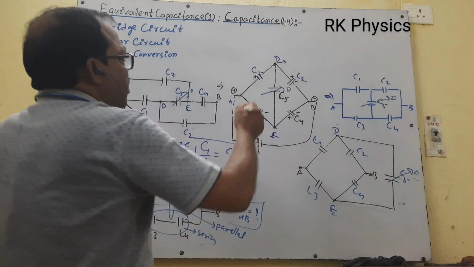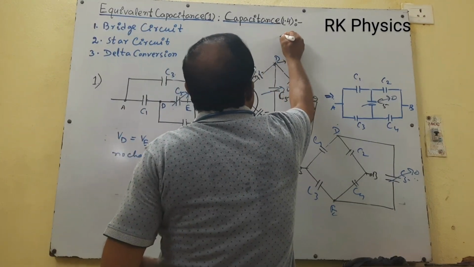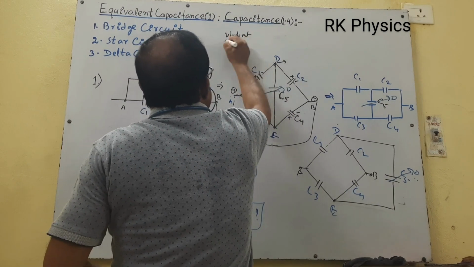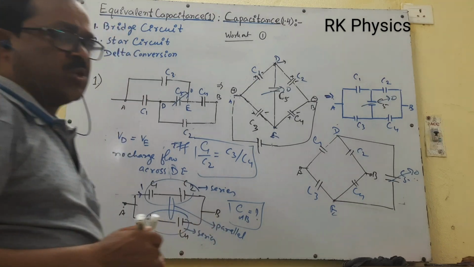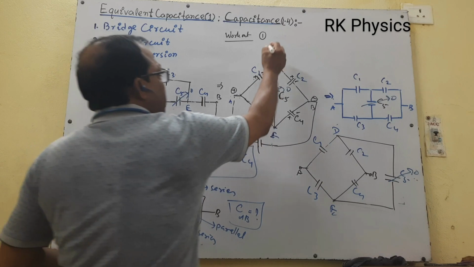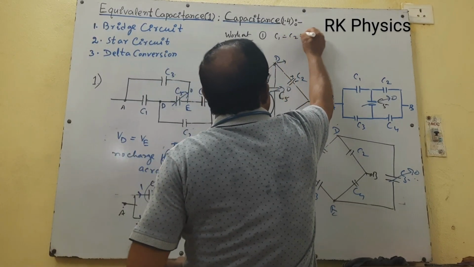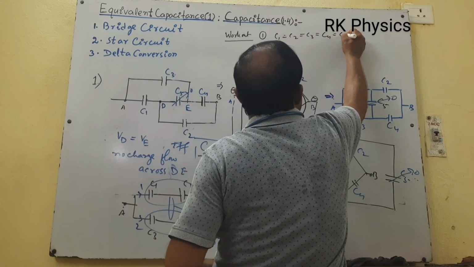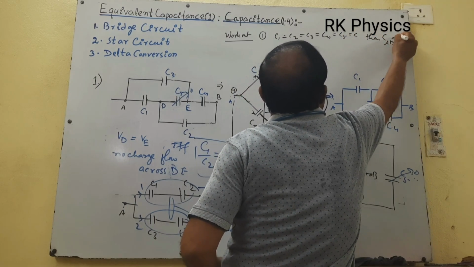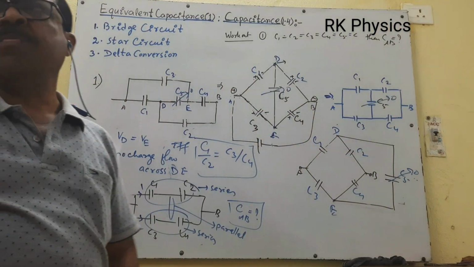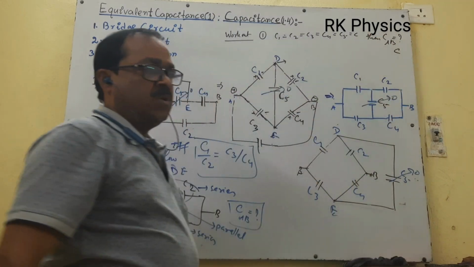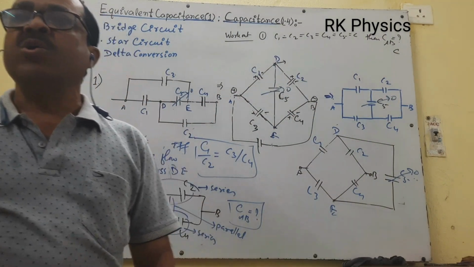Now here are some problems for you to work out. Let us take C1 equal to C2 equal to C3 equal to C4 equal to C5, all equal to C. Then find CAB. The answer is C. You derive it and check whether the answer is wrong or right.